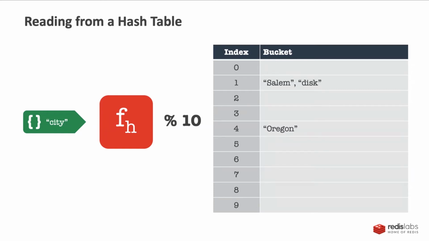When we go to read from it, we can pass in city, get that index of 1. We go to the linked list, we walk that until we find the key with city, and then we return it. If we had passed in shape, we would get the same index. We would walk it until we got the key of shape, which would return disk. If we gave it something like summary, which we haven't added to our hash table yet, it would go to that list, walk to the end of it, never find it, and return null. And so this is how hash tables work.